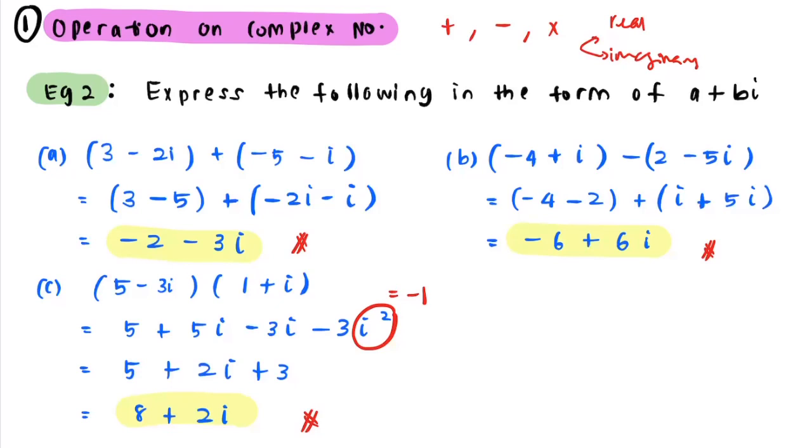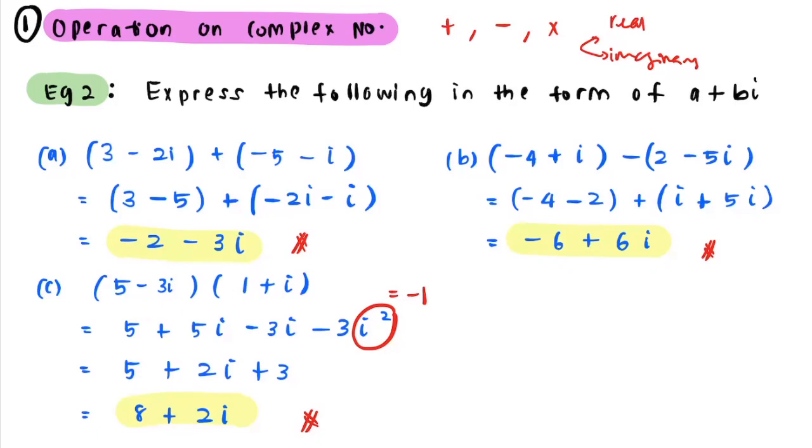Let's see the second question here. You have a minus inside, so open up the brackets. It becomes minus 4 plus i, minus 2 plus 5i. Separate the real part and imaginary part and then solve them until it becomes minus 6 plus 6i. Let's see the next one.